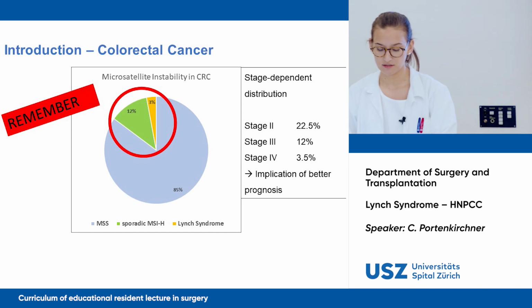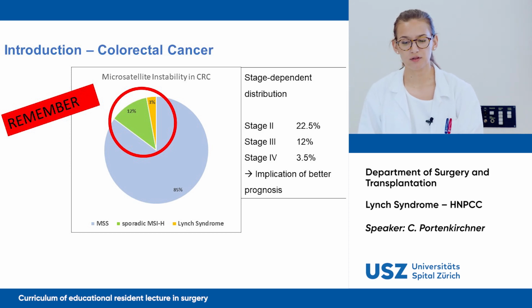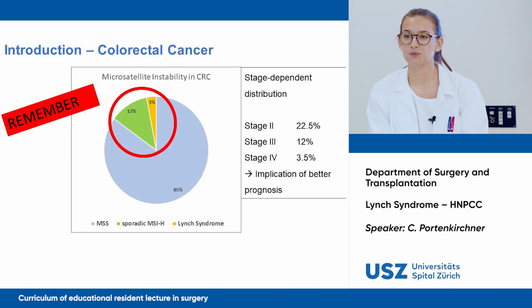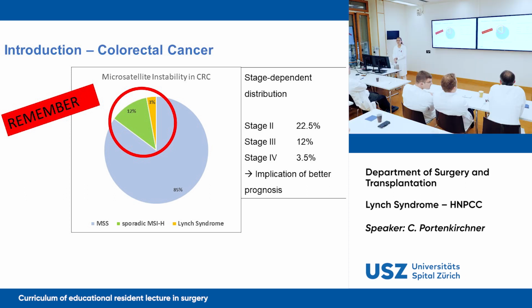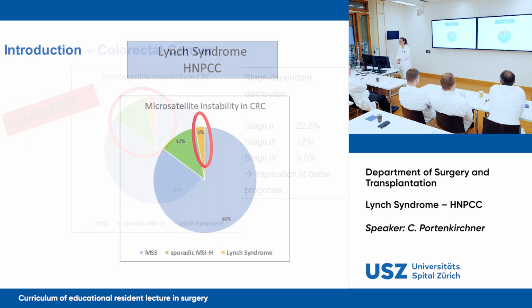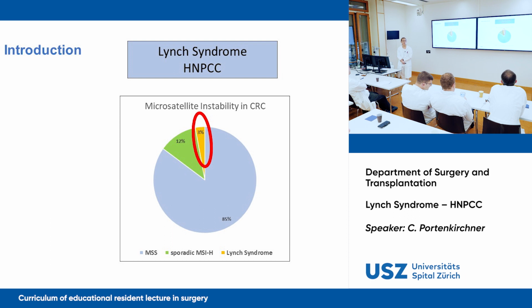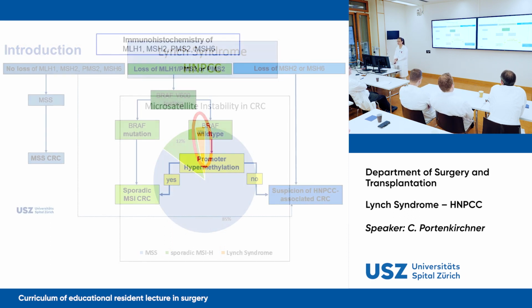Today in colorectal cancer, in stage 2 cases, there are up to 22.5% of microsatellite unstable cancers. This is important especially for prognosis because they have a better prognosis compared to microsatellite stable cancer. So today we're talking about these 3%, which are not much as you can see, and these are the Lynch syndrome patients and the HNPCC.